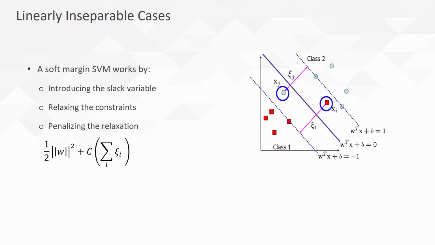A soft margin support vector machine works by 1. Introducing the slack variable, 2. Relaxing the constraints, 3. Penalizing the relaxation. The objective function for linearly inseparable data points is obtained by minimizing the following equation.